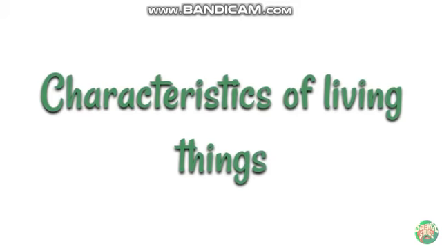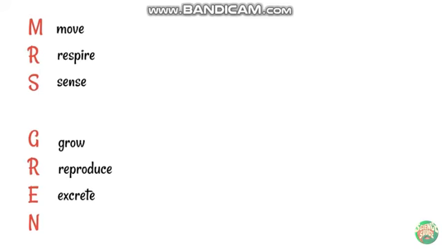We assign specific characteristics to living things, and all living things do these 7 specific characteristics. To remember what they are, we remember the name Mrs Gren. All living things can move, they can respire, they can sense, they can grow, they can reproduce, they can excrete, and they all need nutrition.